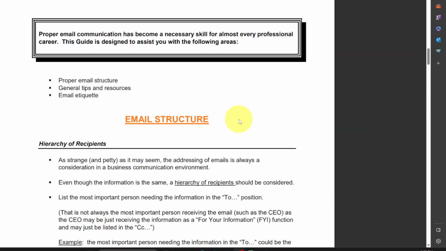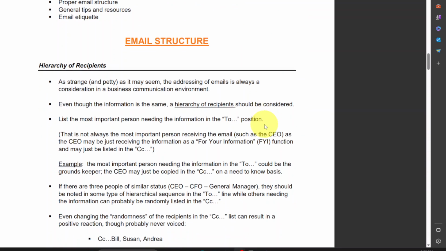Proper email communication has become a necessary skill for almost every professional career. This guide is designed to assist you with the following areas: proper email structure, general tips and resources, and email etiquette. Okay? Moving along to email structure.